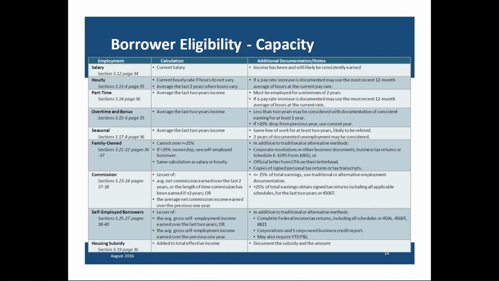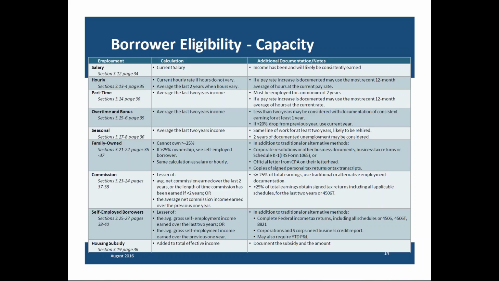I'm going to skip over commission for a second and get to self-employed borrowers that do own greater than 25%. The average gross self-employment income earned over the last 2 years, or the average gross self-employment income earned over the previous 1 year. So what we'll need, in addition to the traditional methods, is complete federal income tax returns, including all schedules, or 4506, 4506T, 8821s, as well as for corporations and S-corps. They need a business credit report, and they may also require a year-to-date profit and loss statement.